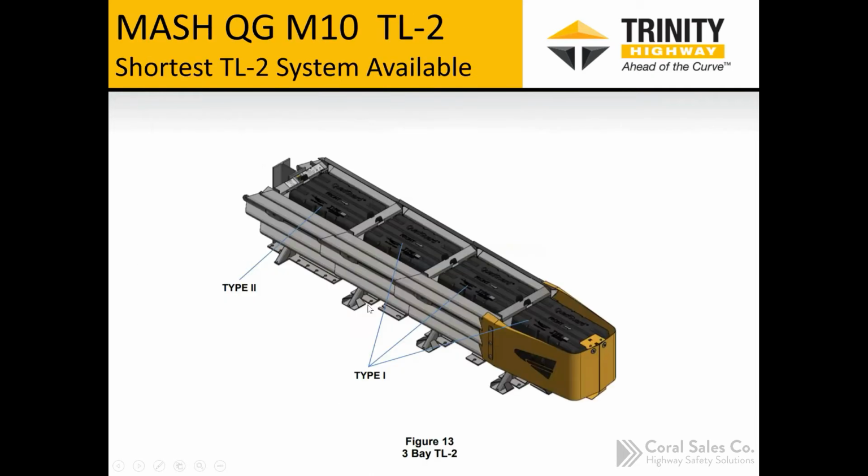Here's just a snapshot of the TL2 system. Again, it uses 4 cartridges. It's a 3-bay system with 1 extra cartridge in the nose. And I didn't mention it, but there are 2 types of cartridges. Type 1 is a lighter weight cartridge, and then a type 2 cartridge is further back in the system. These are more resistant, so it'll be a little softer as the vehicle impacts it from the front, and then more resistant near the back to slow the vehicle down safely and bring it to a controlled stop.